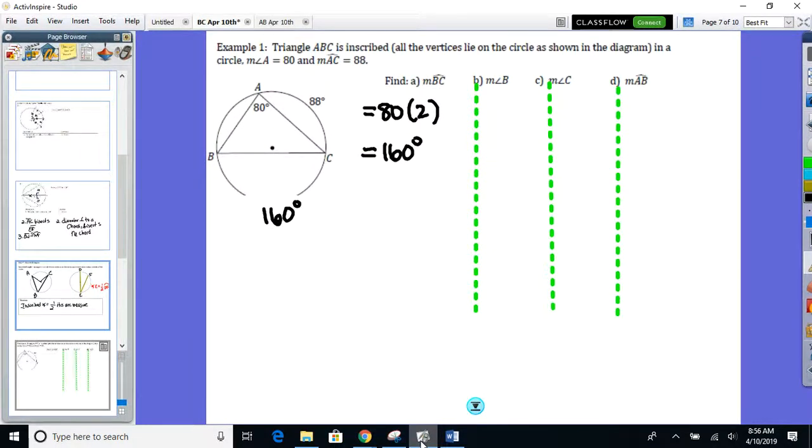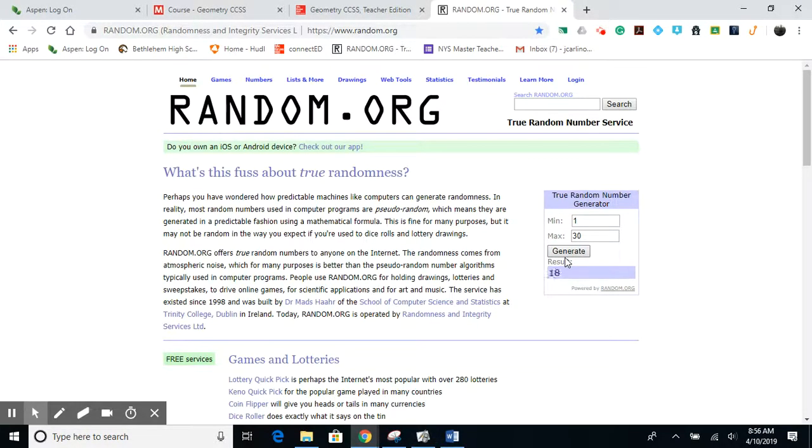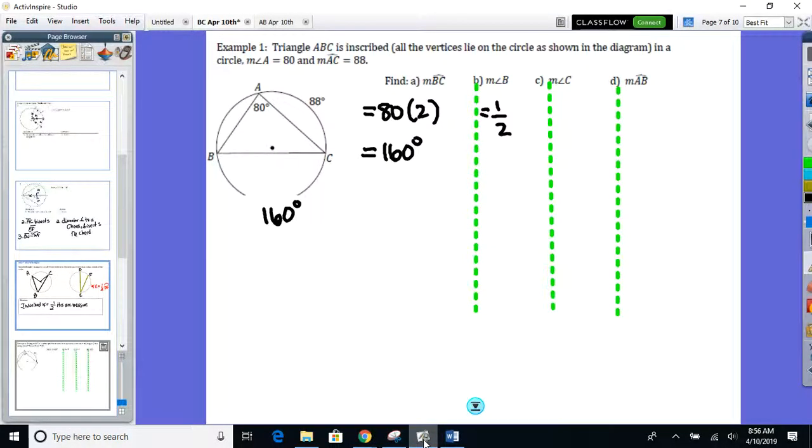Angle B. What type of angle is angle B? Inscribed angle. We just found out the fact is you take half its arc. What arc is created from angle B? What arc belongs to angle B? AC, which is 88. I'm going to take half of 88. 44 degrees. Okay, 44.